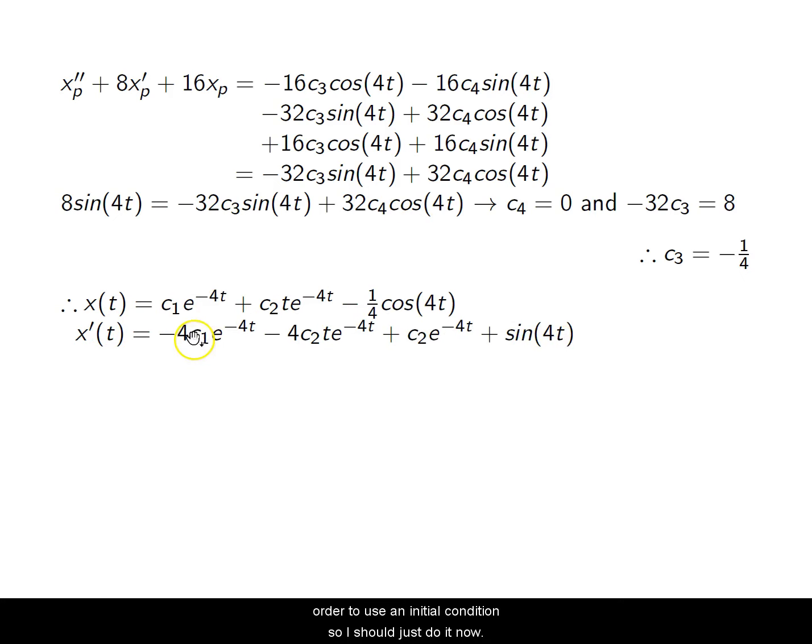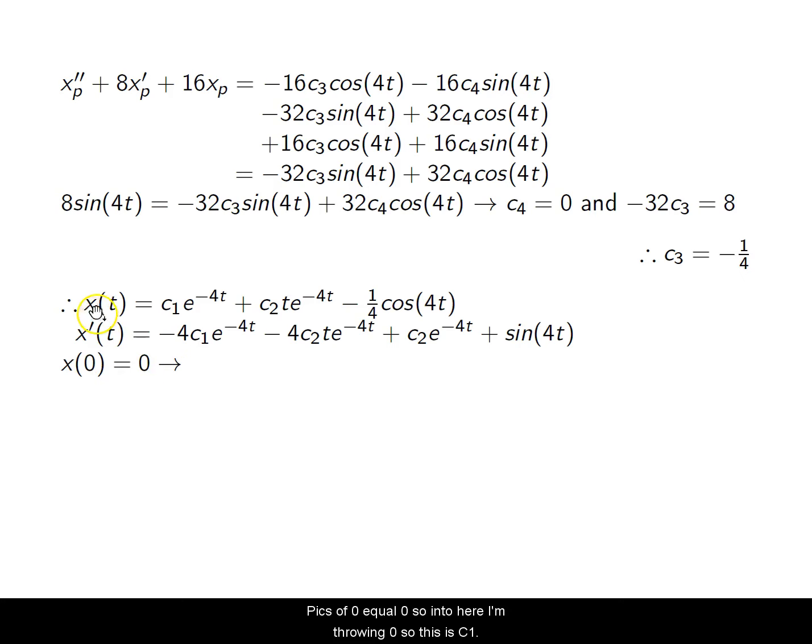So I get this. This is from here. This is the product rule, so I get 2 terms from this one. And then this is the chain rule from this derivative.